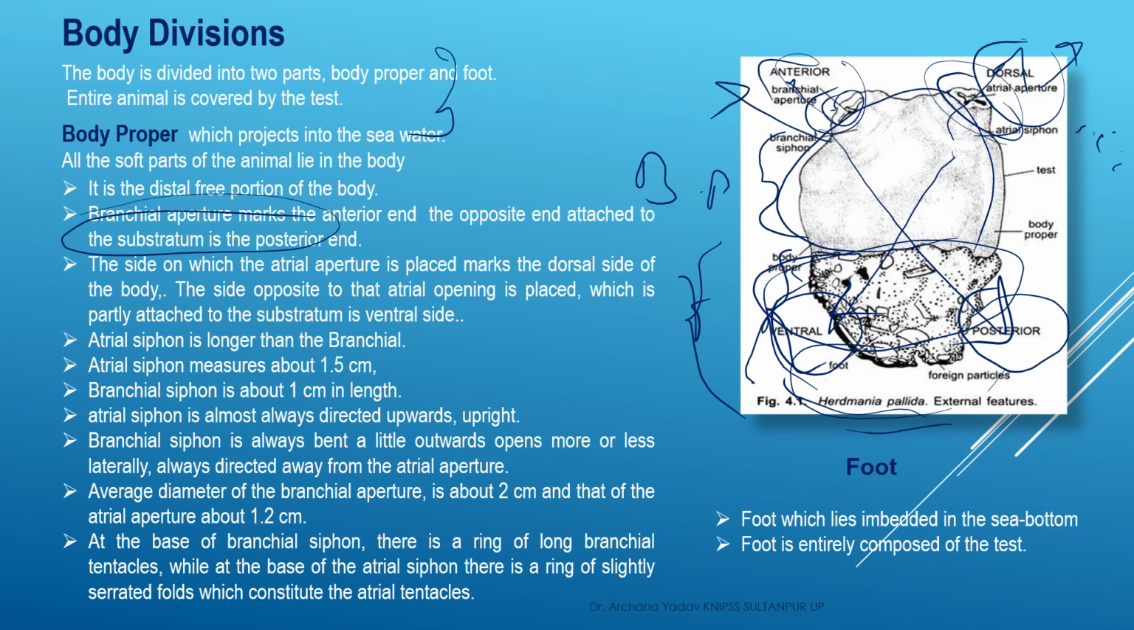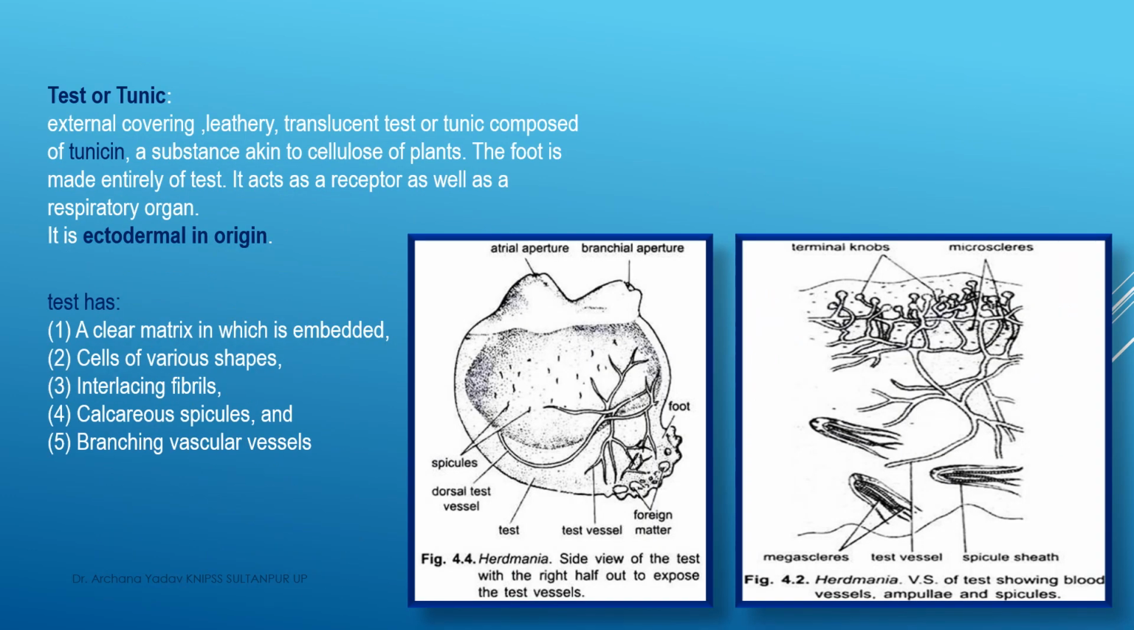Now the test forms the external covering or protective jacket around the body, and the test also acts as an accessory respiratory organ, and its origin is ectodermal. It is transparent in the young stage, but in the adult it becomes opaque.